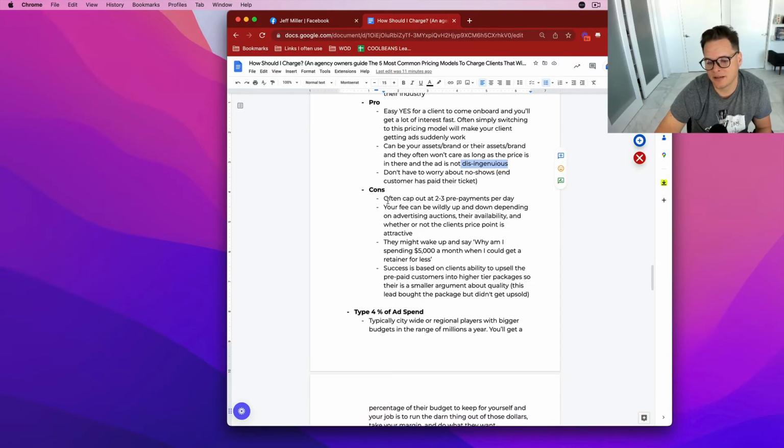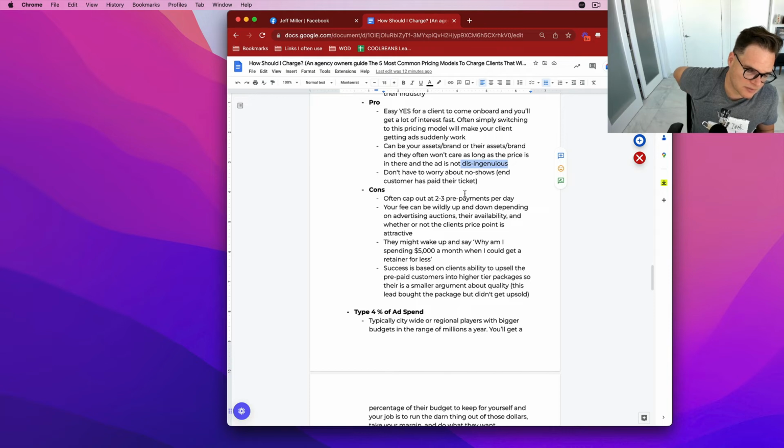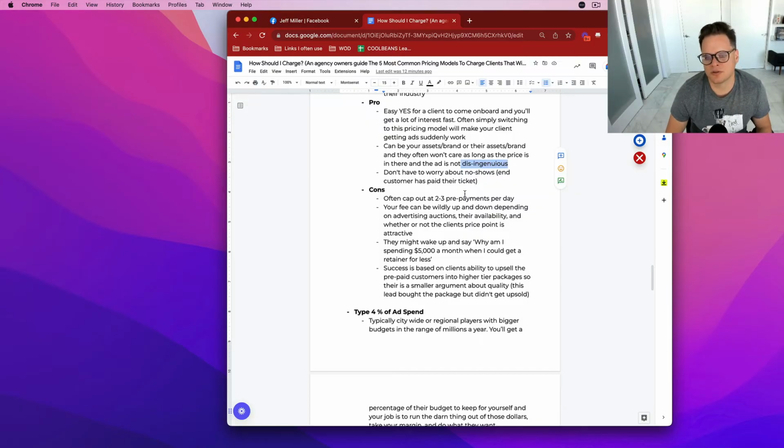But the downside is they'll often cap out at 2 to 3 prepayments per day. Like, it'll be really, really hard for a Botox spa to say, give me 500 people this week. It's not going to happen, right? They have their own bottlenecks. And typically, when you're having conversations with clients, you should internally say 2 to 3 prepayments per day, which means you're only making $300 a day, which is $9,000 a month. But hey, not too bad. Just be aware of it.